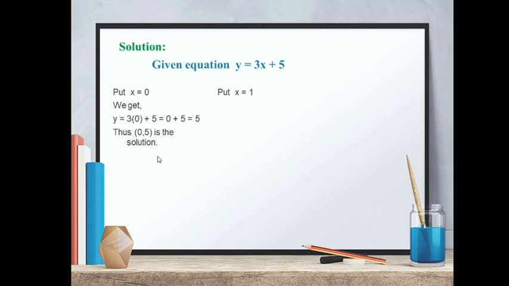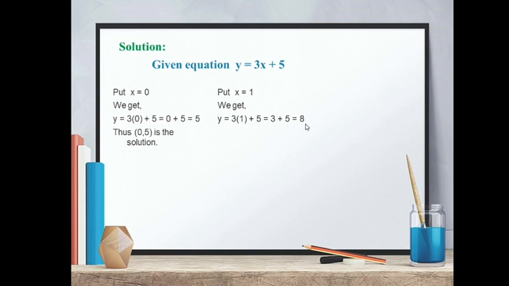Put x equals 1. Now I am taking x equals 1. When I take x equals 1, what will we get as y? We get y equals 3 into 1 plus 5, which is 3 plus 5, that is equal to 8. So when we put x equals 1, we get 3 into 1 plus 5, and 3 into 1 is 3, and 3 plus 5 is equal to 8. So here we got y equals 8.